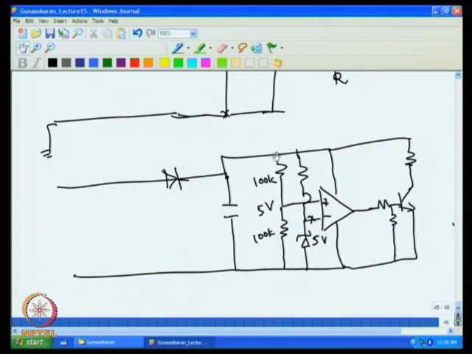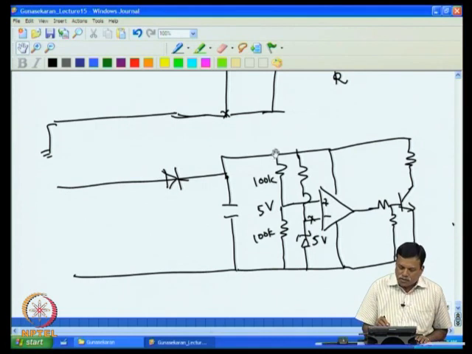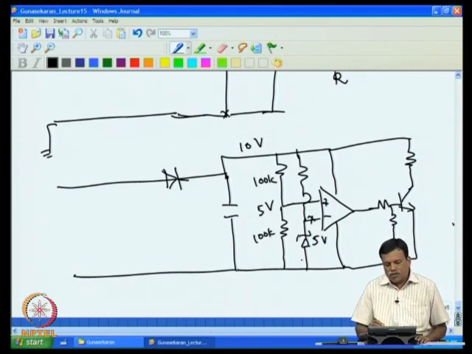Since these two resistors are equal and the current flowing through this is negligible, the voltage at this point is 5, which means this has to be 10, because the voltage across this and this has to be the same, and the voltage across this is 5 and this is another 5, so you will get 10 volt. You can adjust this resistance to get whatever voltage you want. Whatever may be the case, the voltage at this point will always be 10 volt. So by this process we have regulated the voltage to get 10 volt.